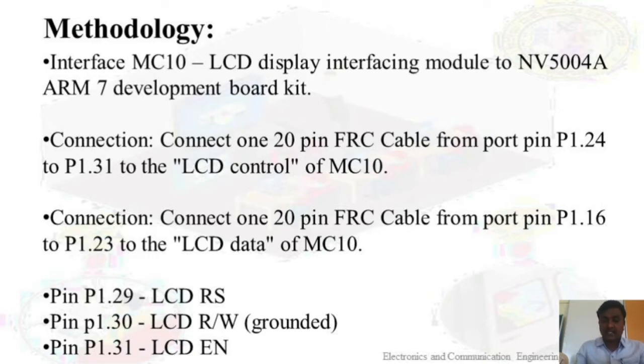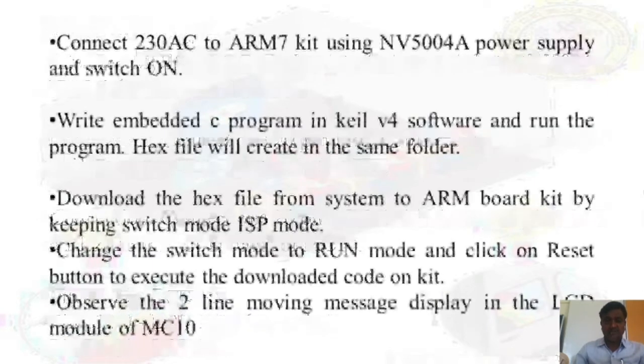Similarly, for the second connection, we have to connect one 20-pin FRC cable from port P1.16 to P1.23 to the LCD data of MC10. These connections have to be made. The next pin P1.29 is used as LCD RS, that is register select, pin P1.30 is used as LCD read write, and pin P1.31 is used as LCD enable.